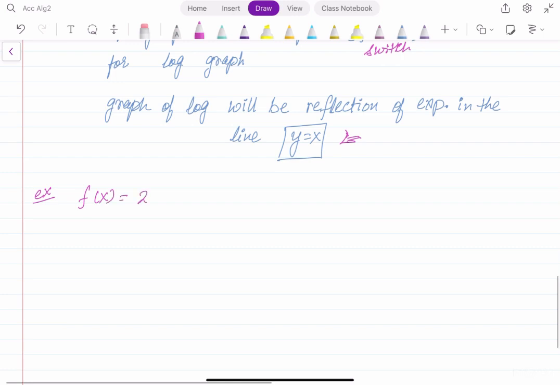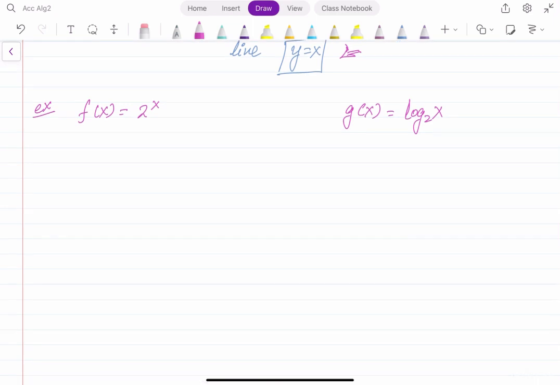Let's take one example. So let's say f of x is equal to 2 to the power of x, and the question is asking to graph log base 2 of x. So if we have to graph the log function, let's graph the exponential function first. So let's make the simple x and y table for 2 to the power of x. So we have x-axis, then we have f of x, which is nothing but 2 to the power of x. So I will just take a bunch of x values.